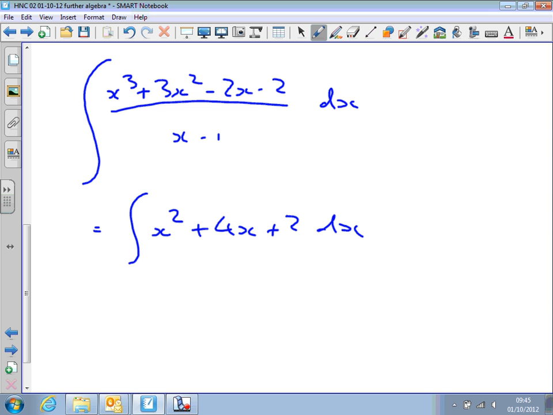And that's trivial to integrate. Add 1 to the power, divide by the new power. So the answer's x cubed over 3 plus 4x squared over 2, which is 2x squared, plus 2x plus c. Done. So that's how you would integrate an expression like that. We think it's top heavy, so therefore let's try polynomial division on it.